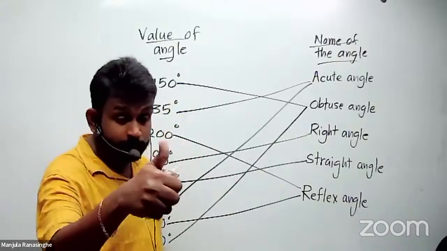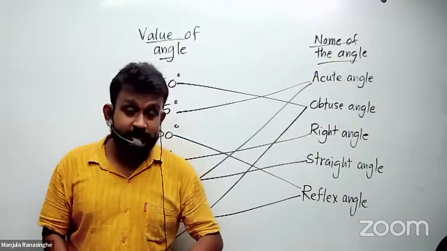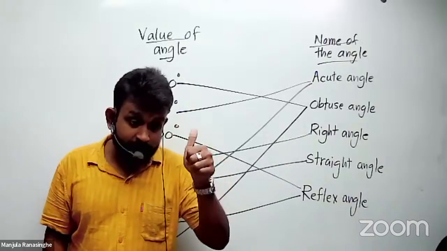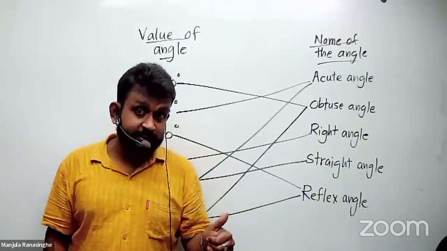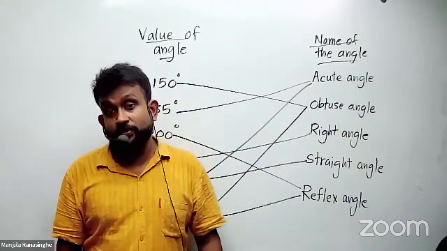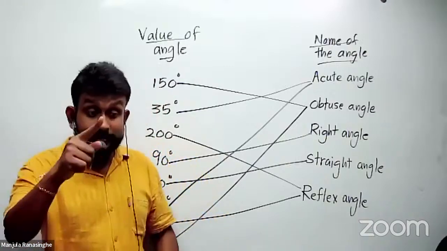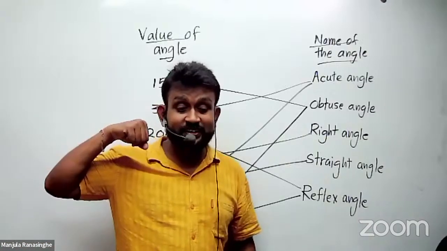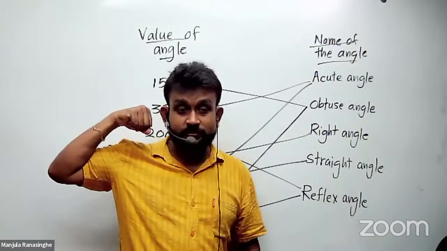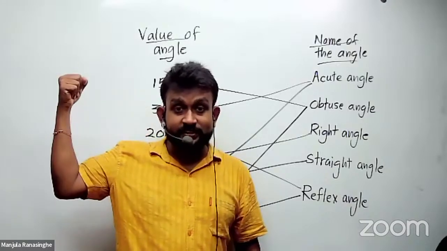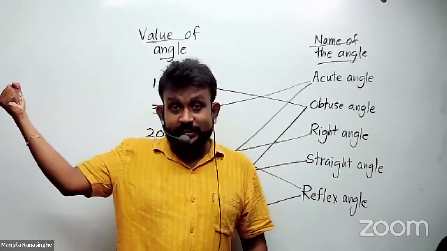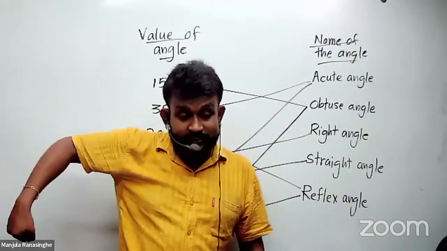So I will remind you again what they are: acute angle, right angle, obtuse angle, straight angle, and reflex angle. Remember the order of increasing size. This is acute, then right, then obtuse, then straight, then reflex.